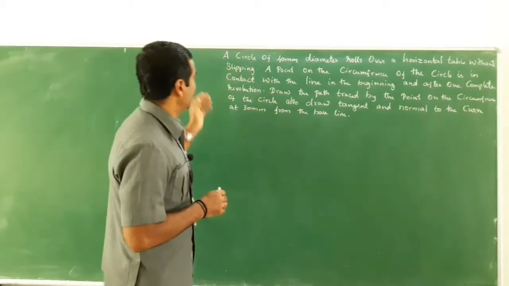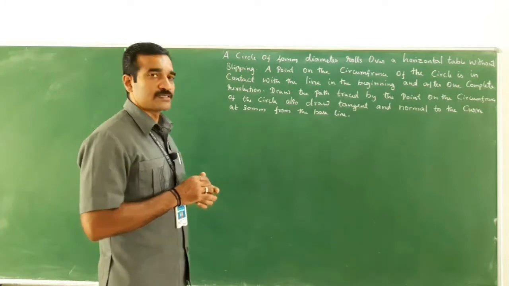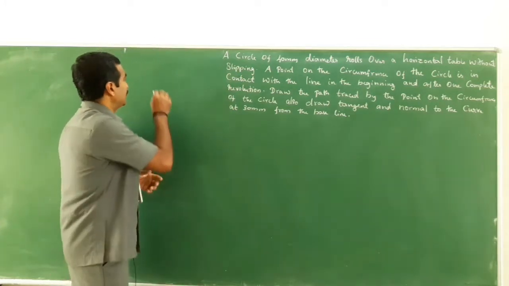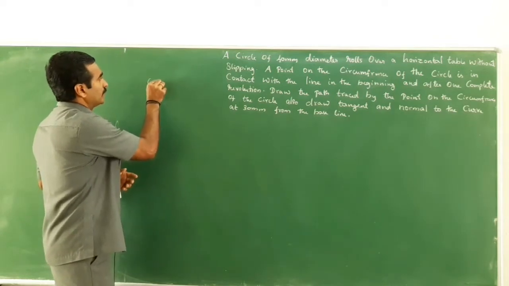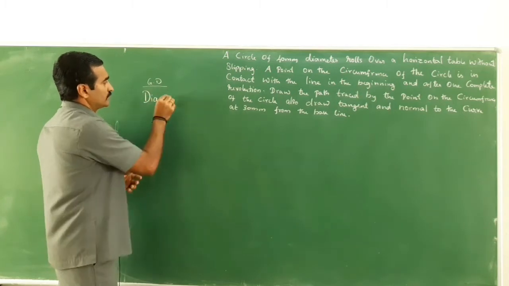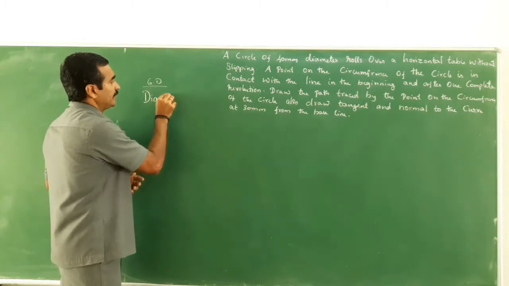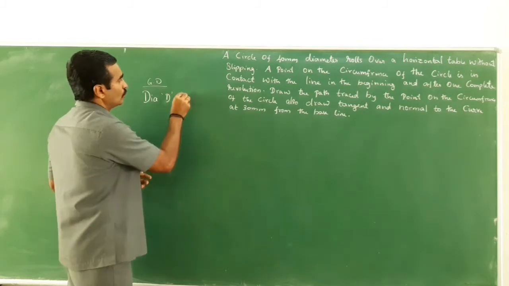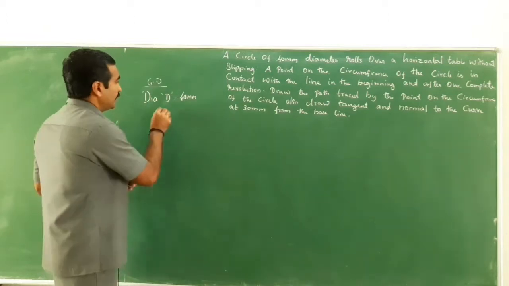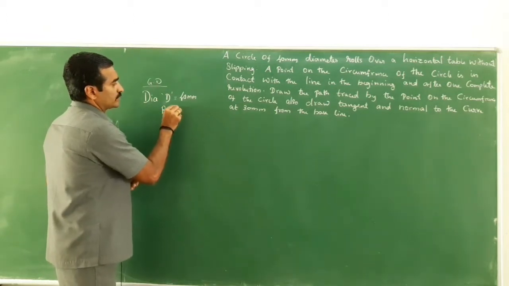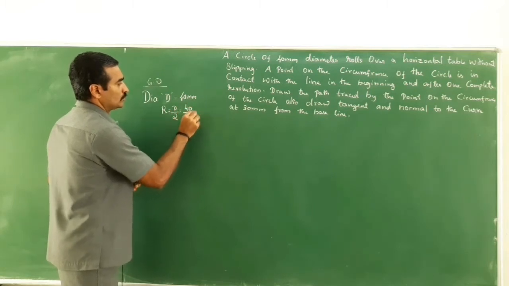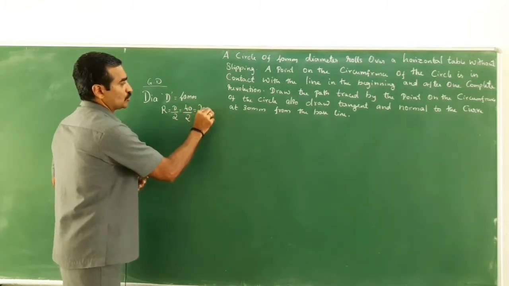So, here the object is a circle, and the diameter of the circle is 40 mm. So, given data, the diameter, which can be denoted as d, equal to 40 mm. Therefore, the radius r is nothing but d by 2, 40 by 2, radius is 20 mm.